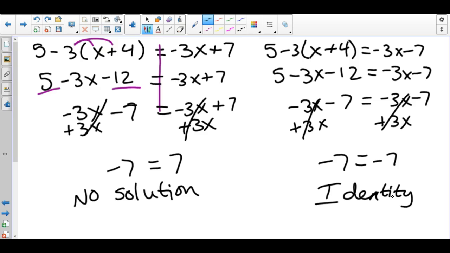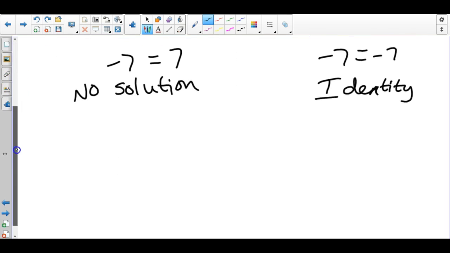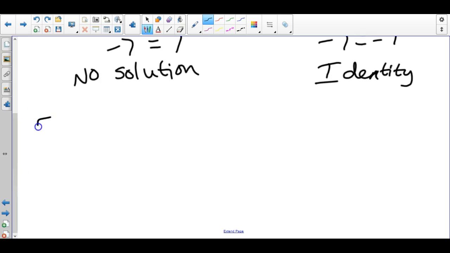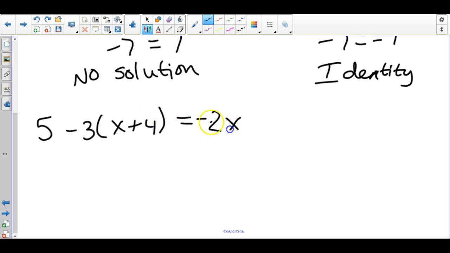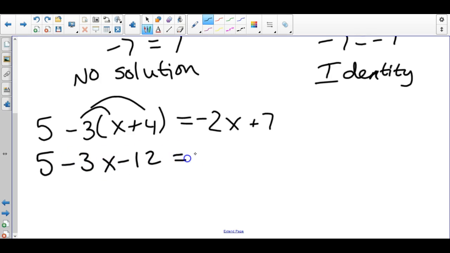So when you do these problems, they're usually multiple choice, and they'll have an option of no solution, they'll have an option of identity. There is also the option of one solution. And what that is, again, I'm going to take a very similar equation. This time I'm going to change it to negative 2x on this side. When you go through the process and you get x equals something, that means you have one solution.